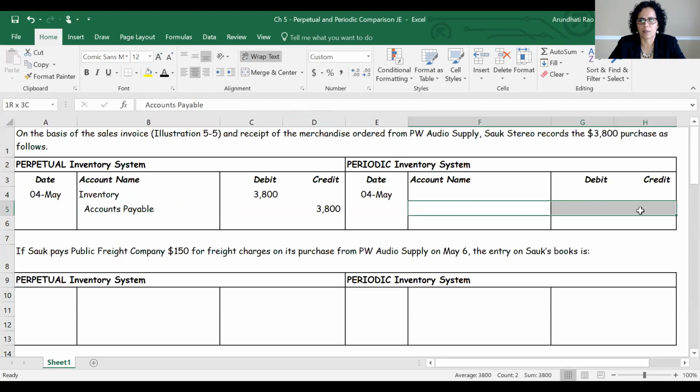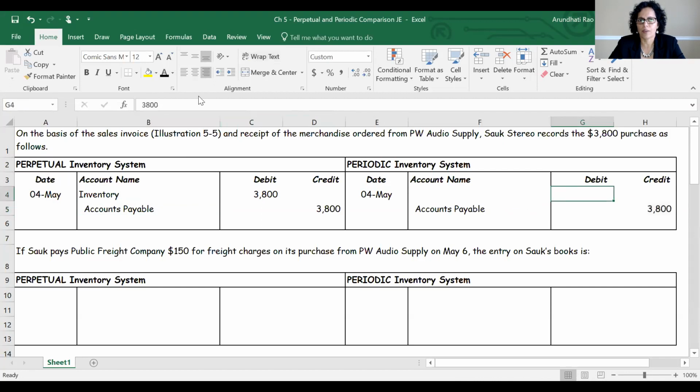What stays the same is accounts payable credit $3,800. The seller doesn't care what type of accounting methods I'm using over here. They want their money, and I have to record the fact that I owe them that money. I have to debit something. I will not debit inventory because I'm not updating that account all the time. So I use another account called purchase. It's a temporary account. Purchase account, $3,800.